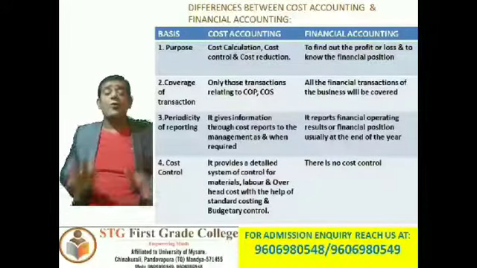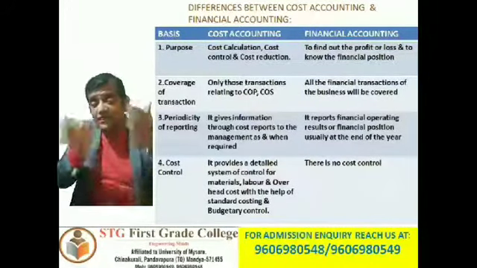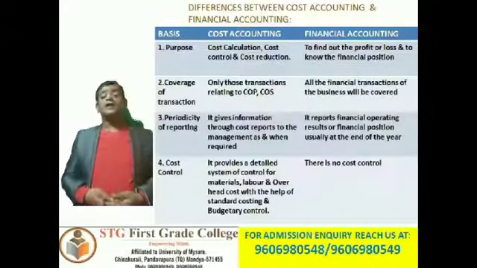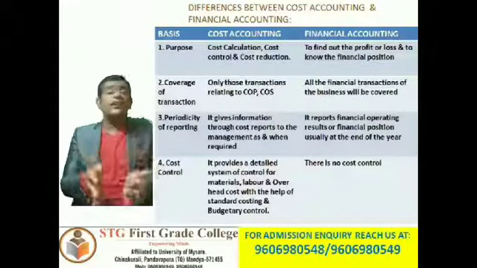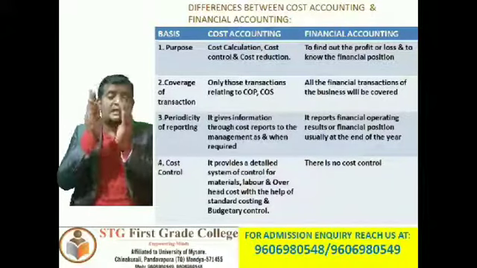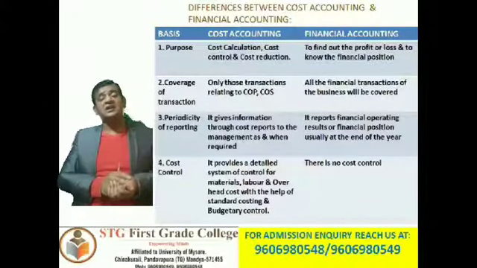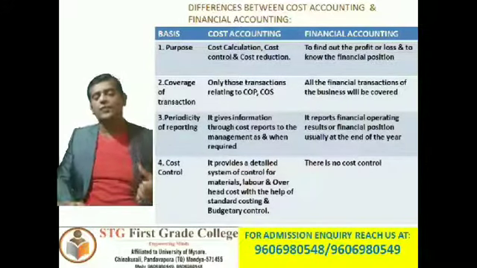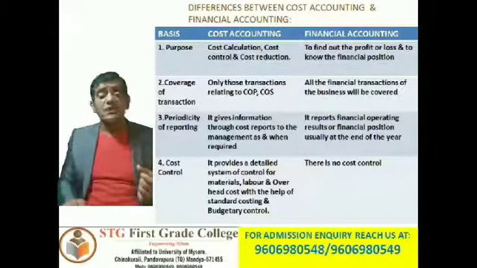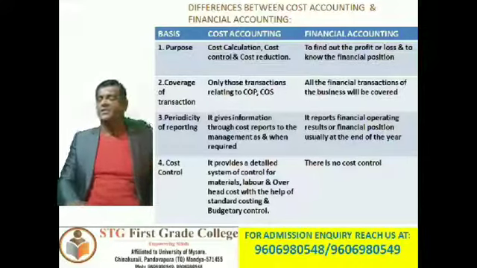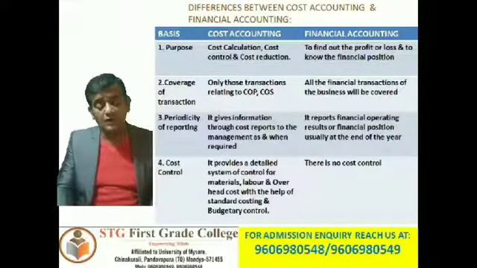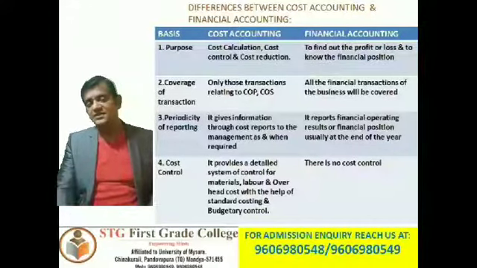So what is the quantity of materials to be used for the purpose of production, and what is the strength of labor required to achieve this targeted production, or overhead cost. So how is that overhead cost to be controlled with the help of standard costing and budgetary control. But there is no cost control at all under the financial accounting system.